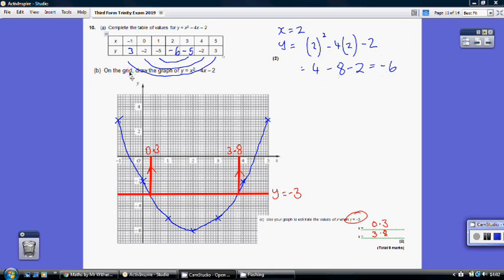Part B, drawing the curve, so I just go and plot these points, -1, 3, 0, -2, 1, -5, and so on, and then just do a nice gentle curve. So no points, no straight lines.